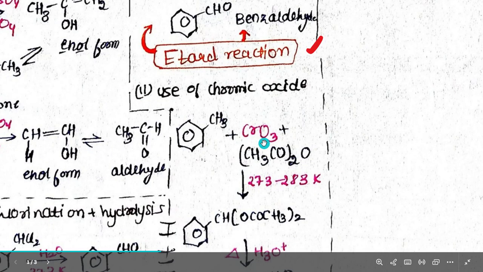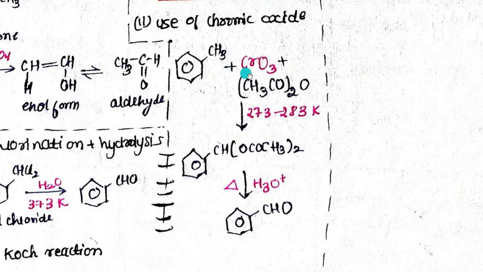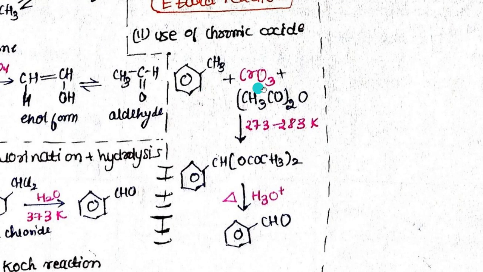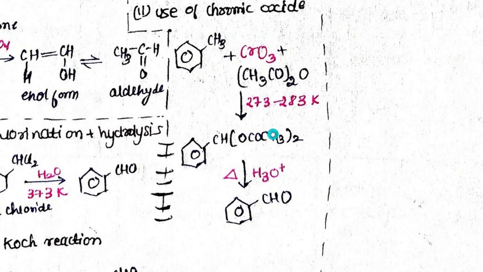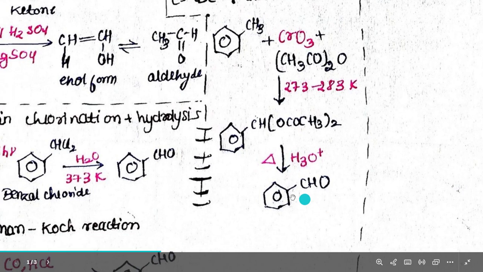Then coming to the use of chromic oxide. Now what if I use chromic oxide instead of chromyl chloride? This toluene on reaction with CrO3 and (CH3CO)2O in presence of 273 to 283 Kelvin temperature will give me, see again, one H is like that only, the other two H are replaced by OCOCH3, twice. And this on reaction with hydronium ion in presence of heat will give us benzaldehyde again.